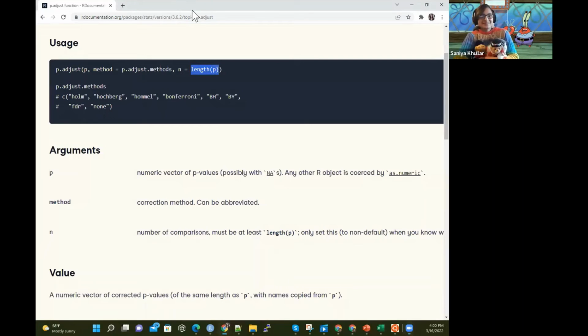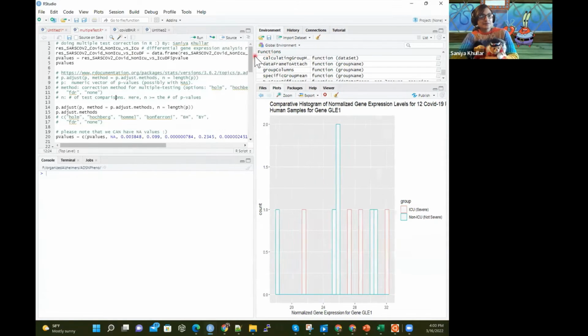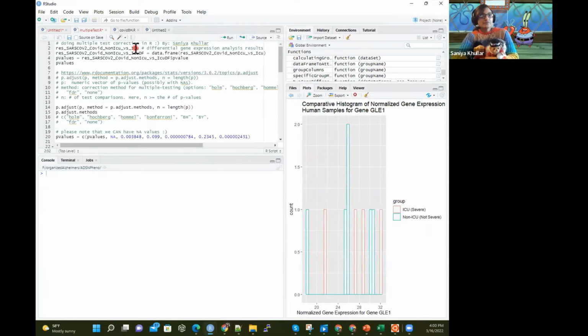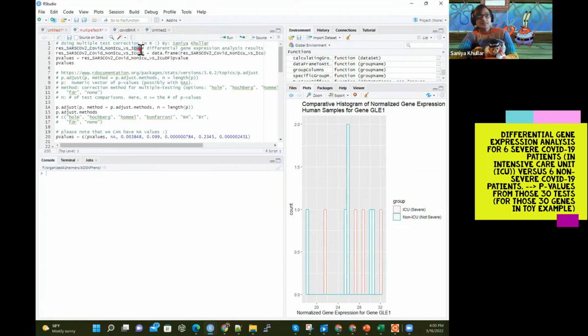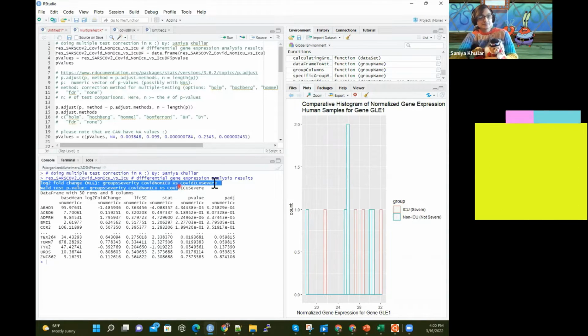Okay, so now we're going to get started with the example here. In this example, what I want you to see is an example of doing multiple test correction. So I ran differential gene expression analysis between a group of 6 COVID patients who are in the ICU, intensive care unit, severe COVID, and 6 patients who are not in the ICU, don't have severe COVID. I ran it in the script here, and I have this result here from this.